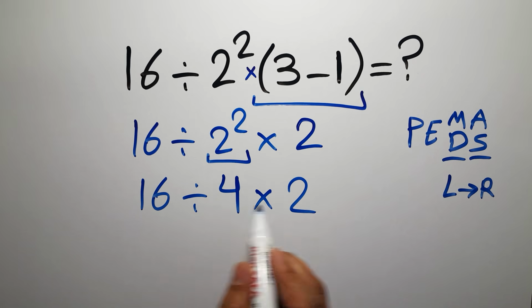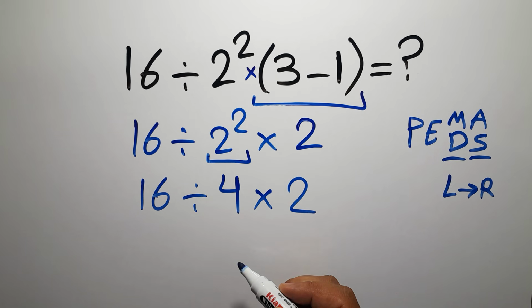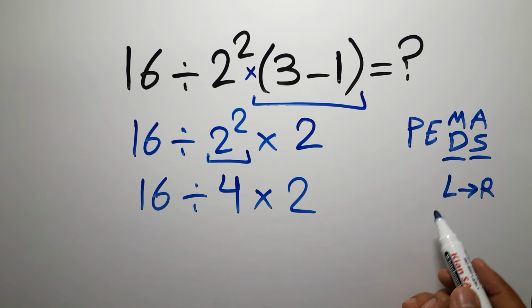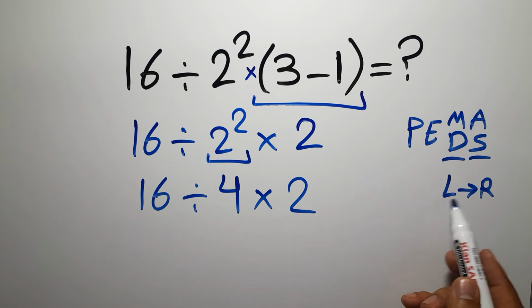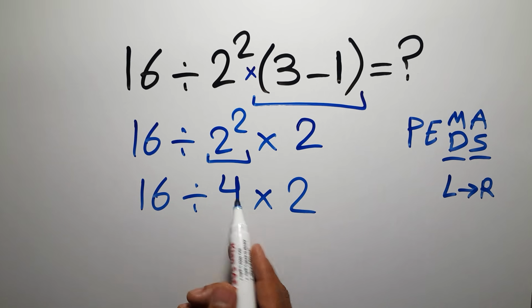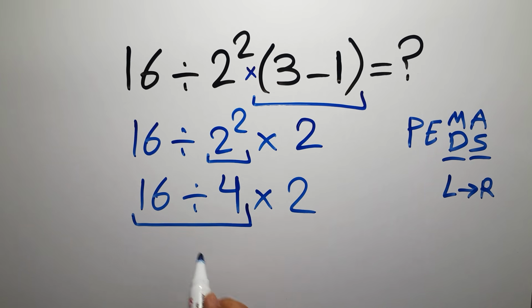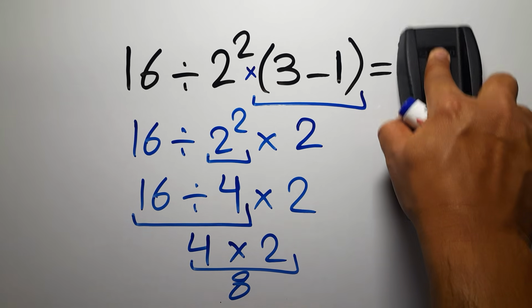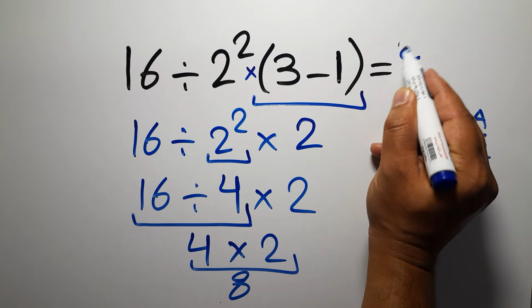Now we have one division and one multiplication. If you do this multiplication before this division, it is wrong, because as I said, multiplication and division have equal priority, and we have to work from left to right. So now we have to do this 16 divided by 4, which equals 4, and 4 times 4 gives us 8. And this is our final answer to this problem. The correct answer is 8.